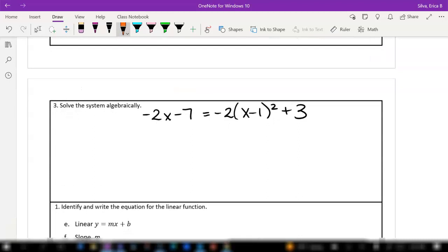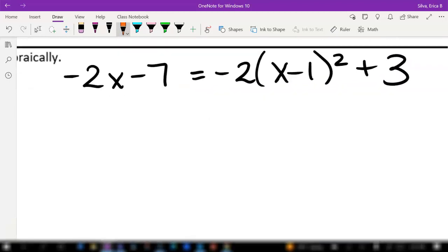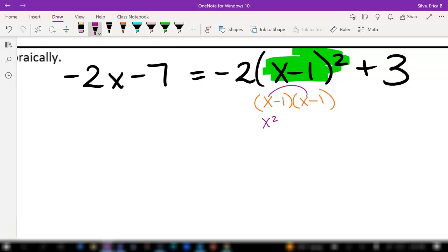All right. When we solve, we always want to take care of the parentheses first, because in order for it to be in standard form, we get rid of the parentheses. So we need to get rid of these first. And this means we have x minus 1 times x minus 1. Question so far? From here, we're going to distribute. X times x is x squared minus 1x minus 1x plus 1. Any questions so far?